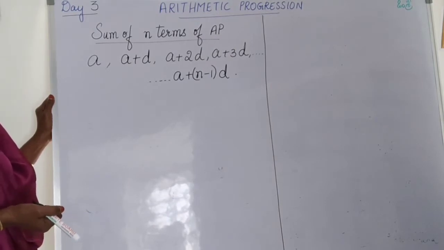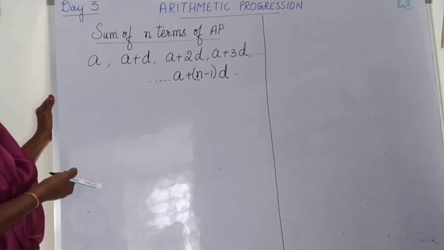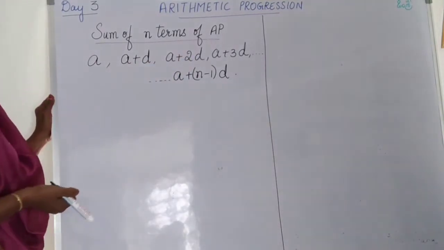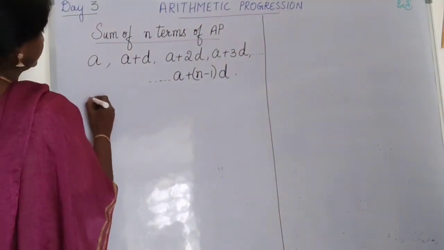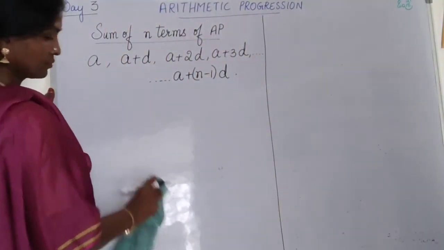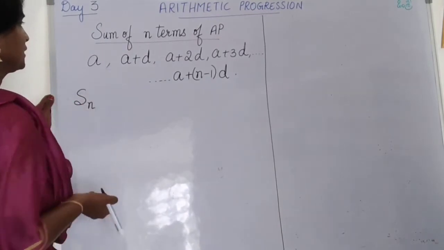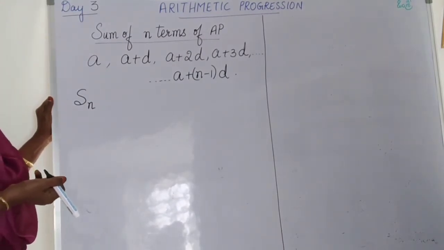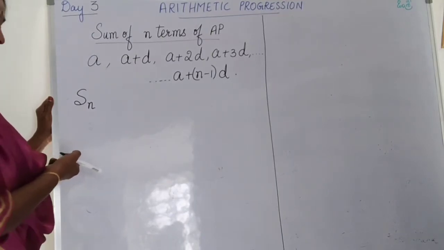Now, in order to find the sum of all these n terms in the given series, sum means addition, no? So we have to add all these terms in order to get the sum. So we'll give a name to the sum. Suppose let Sn represent the sum of n terms of the given AP.